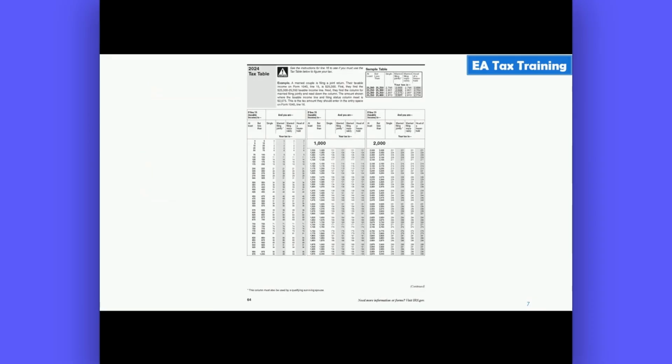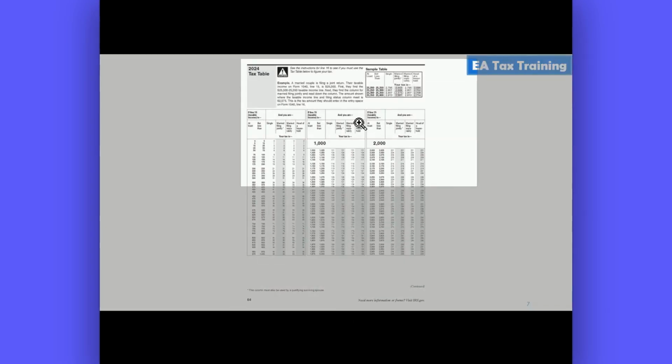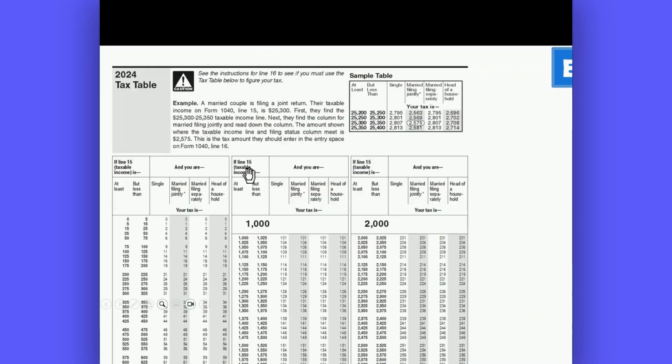So let's start first with the tax tables. And again, the tax tables work for income up to $100,000. And this is page 1. These tables are several pages long. You can find them both in the instructions to Form 1040 and in Publication 17. And so at the top here, they have an example that shows you how to use the tables. So you just look at the income. You can see in their example, they took taxable income, which is line 15. They said it was $25,300.